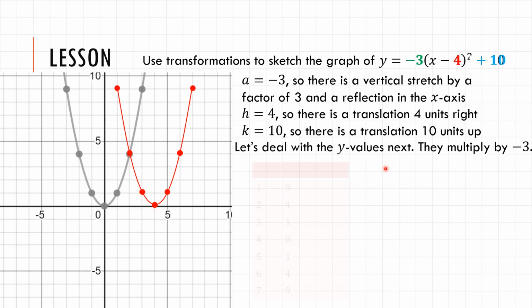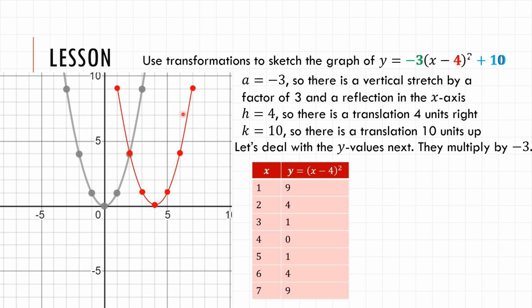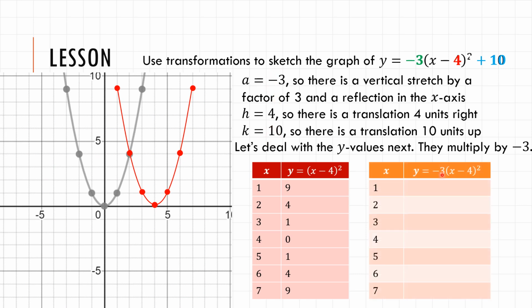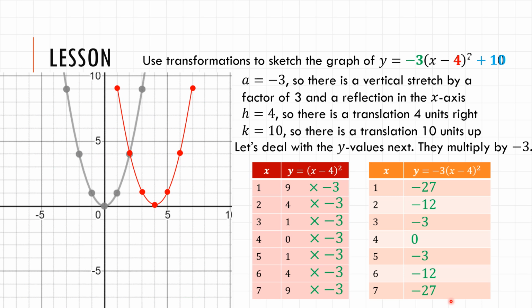Now let's deal with the y values. So again, we're starting off with the red quadratic. And I'm going to apply a first, and then I'll apply k. I'll multiply them all by -3. So I'll take all my y values and multiply them by -3. And these are my new y values. So this quadratic got stretched vertically first. And then it got reflected. It was upside down. All of the y values became negative.